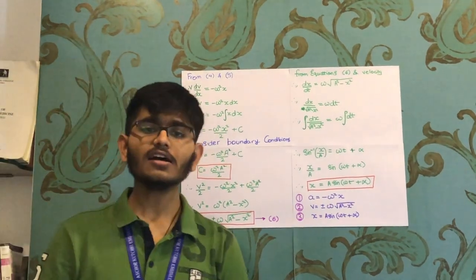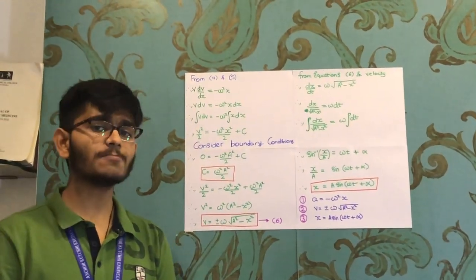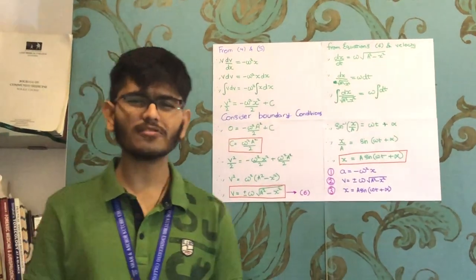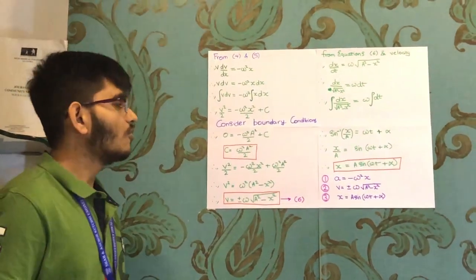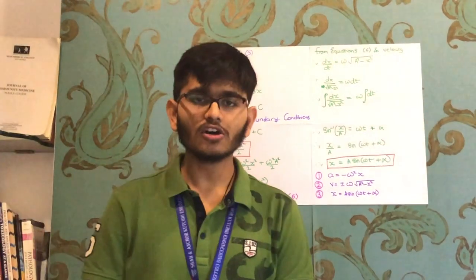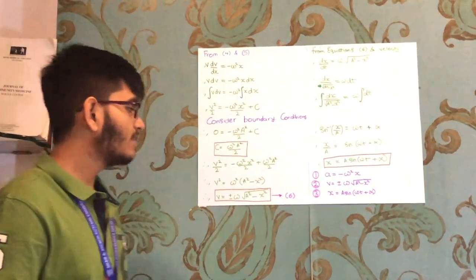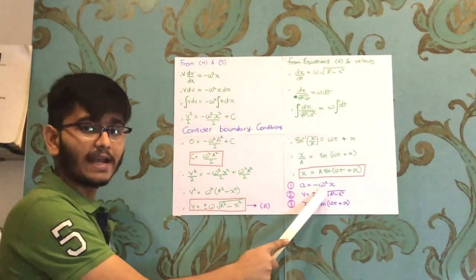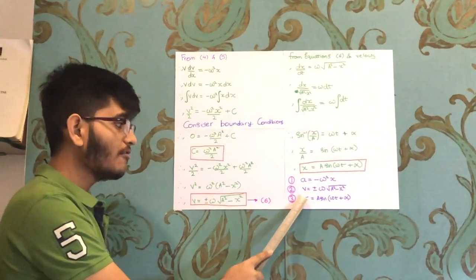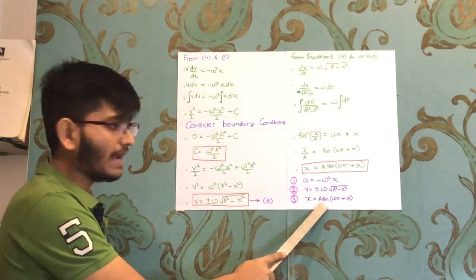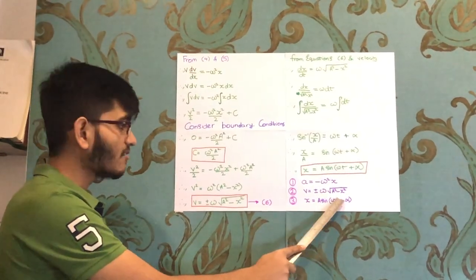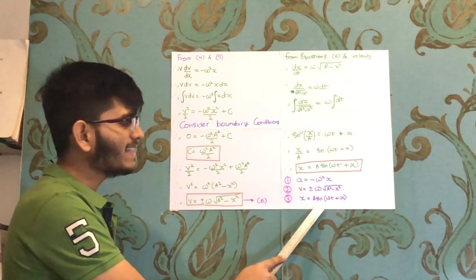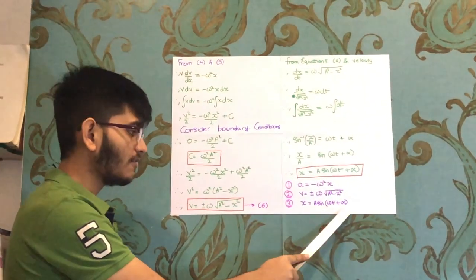Now, this is the expression of displacement in linear SHM or for the oscillatory particle. So, at the end, we conclude that we have three equations, that is acceleration is equal to minus omega square x, velocity is equal to plus or minus omega root of a square minus x square, and finally x is equal to a sine omega t plus alpha.